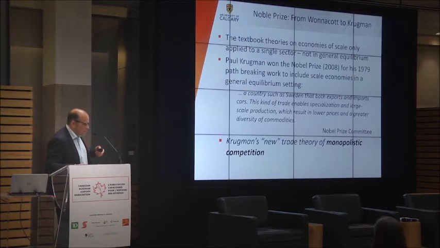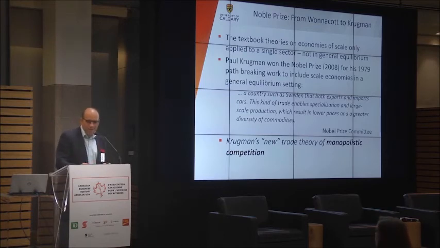And so now I want to shift gears and talk about what happened next. And the textbook theories on economics, in this case, it's important to understand that what Wanakut did and other economists, when they talked about scale economies in this context, they were talking about one industry. And the economic models, the toolkits that economists had to understand impacts on the economy, weren't developed yet. And so Paul Krugman won a Nobel Prize. He got the 2008 Nobel Prize for the work he did.